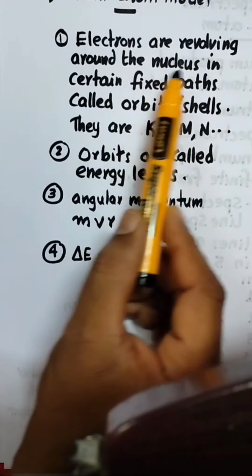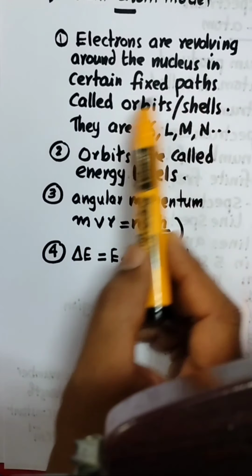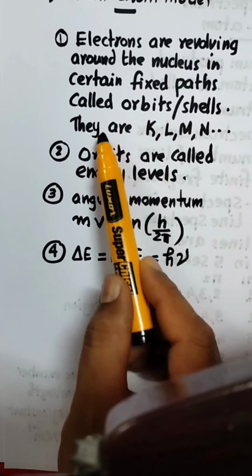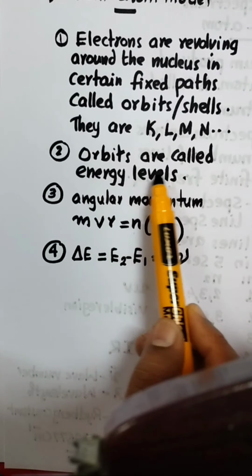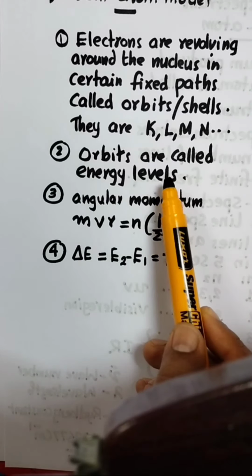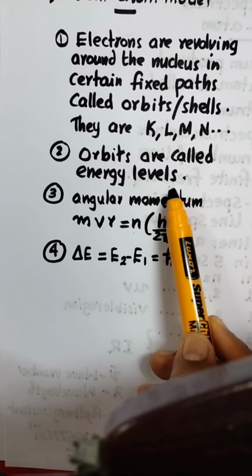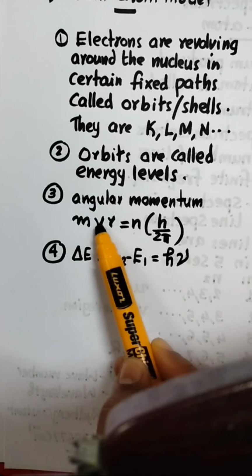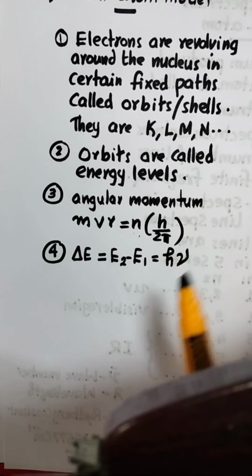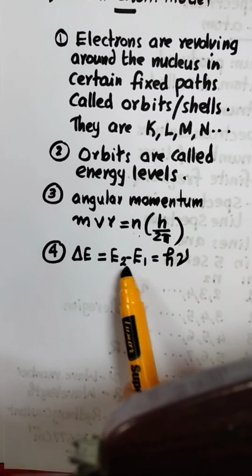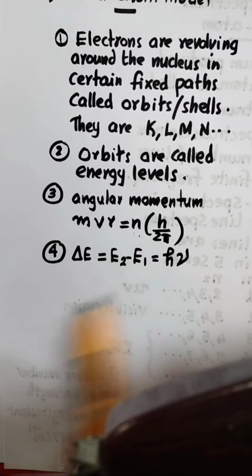This is the Bohr atom model. Electrons are revolving around the nucleus in certain fixed paths called orbits or shells. They are K, L, M, N. Orbits are called energy levels because when electrons are in a particular orbit, there is no loss or gain of energy. Angular momentum of electron mvr is always an integral multiple of h by 2 pi. Energy difference delta E equal to E2 minus E1 equal to h nu.